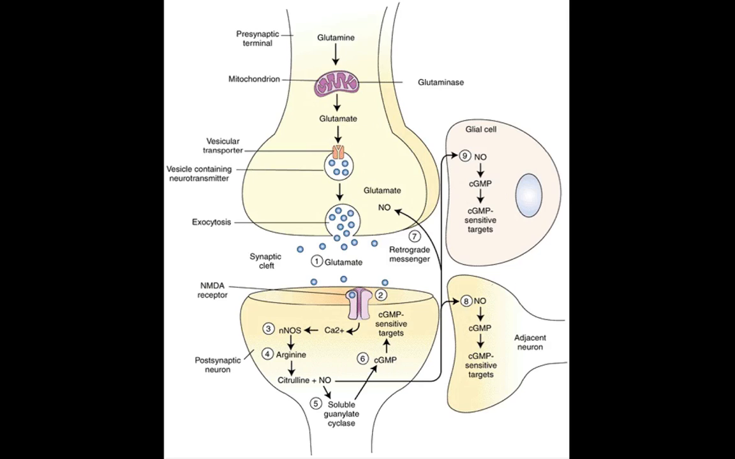Now, when the nitric oxide diffuses there, it stimulates, just like how it did in this postsynaptic cell, the soluble guanylate cyclase, and it will increase cGMP levels once again, and that will lead to a physiological response.